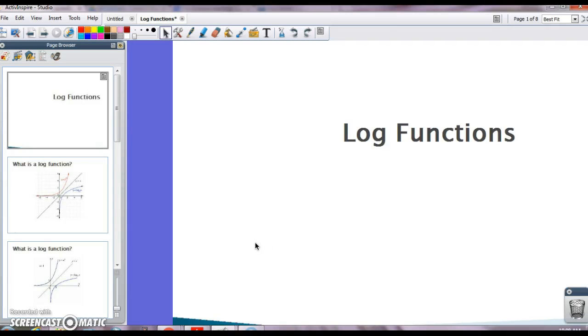Hi everyone, today we're going to talk about log functions, something that you should be familiar with. You went through it in Algebra 2. You learned a little bit about them. We're going to go through the basics of log functions. Tomorrow's class will be about the properties of log functions, and we'll start talking about solving log equations and things like that. So let's get through the basics today.